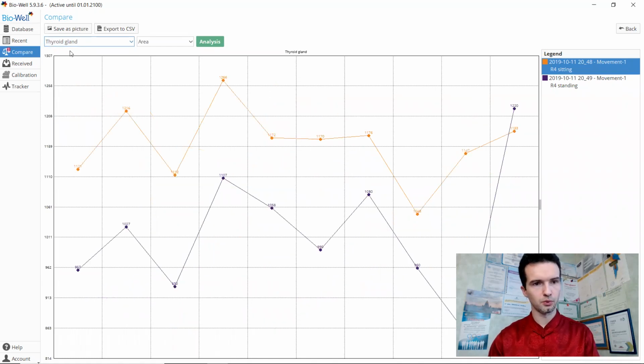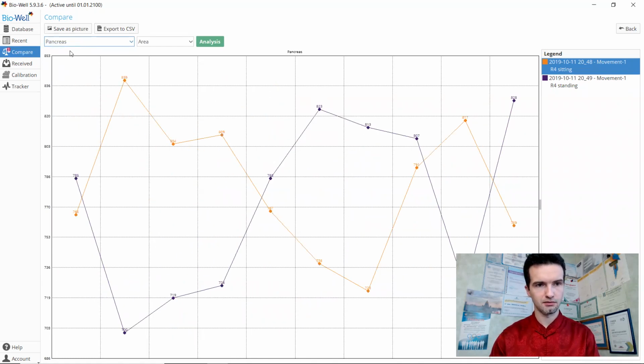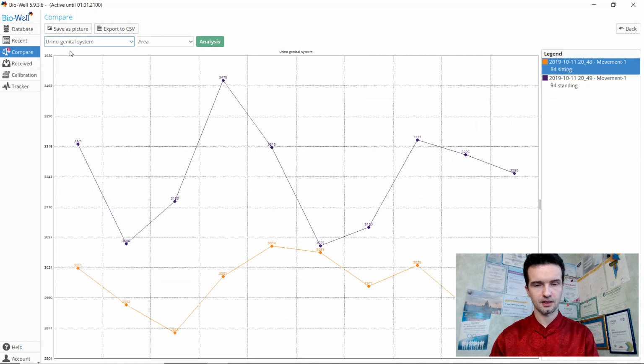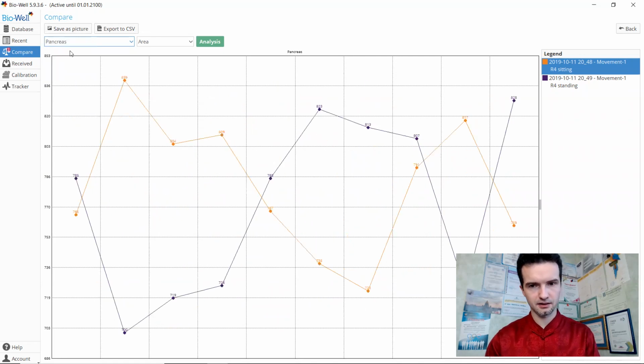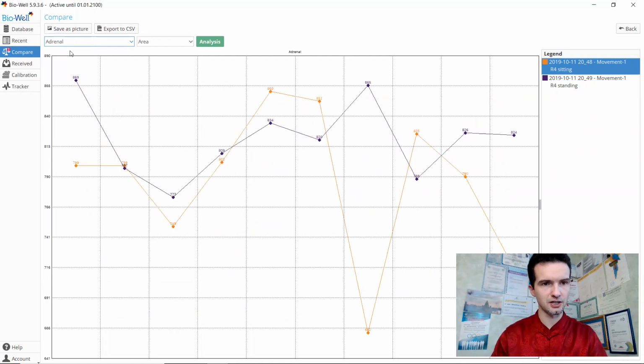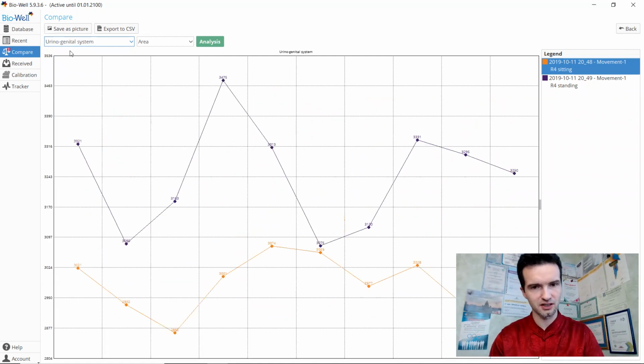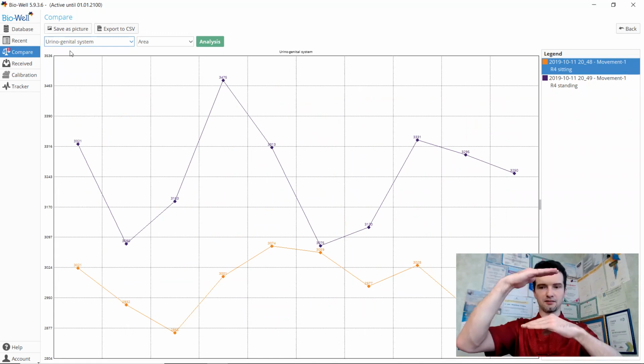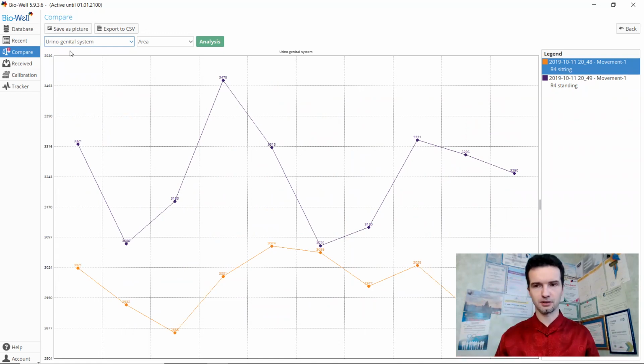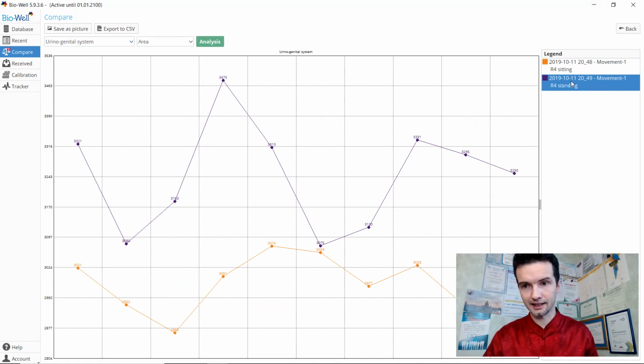Well, we can go through these tabs. We can see that the pancreas, for example, are interchanging and almost the same, adrenals too, whilst the urogenital system is absolutely different. And again, in standing position, it's much higher.